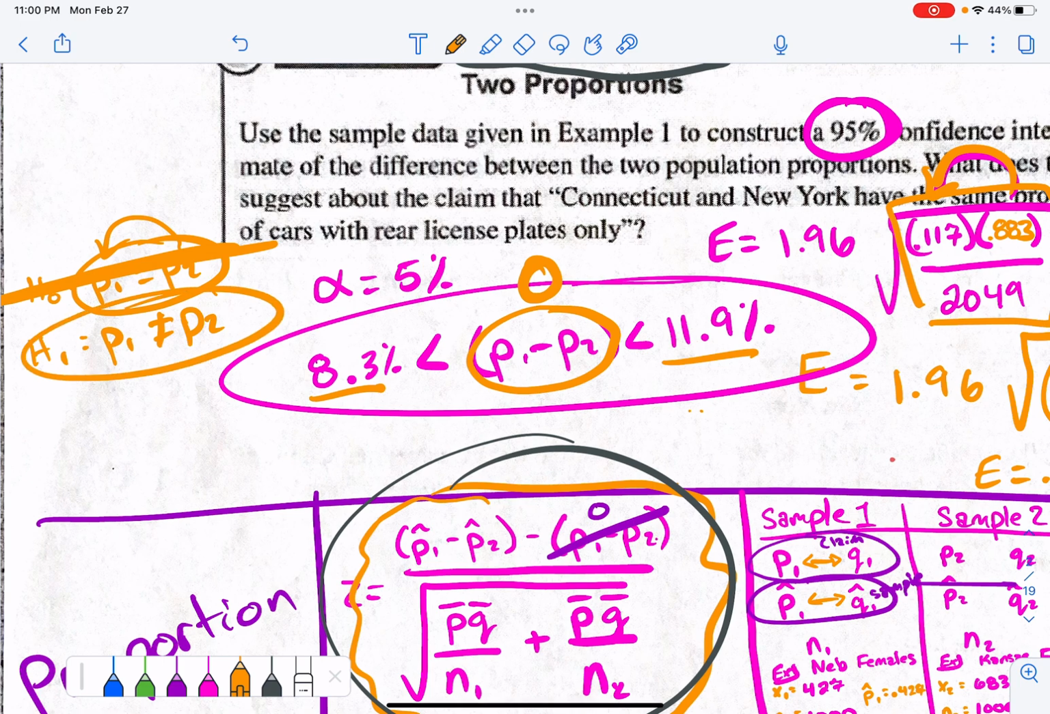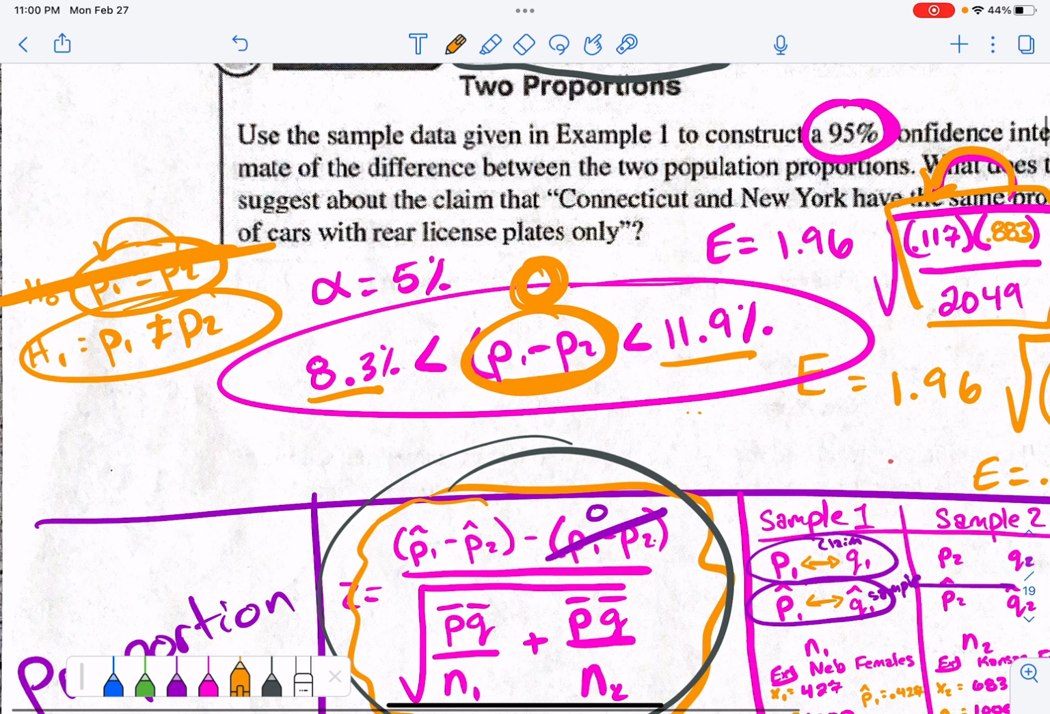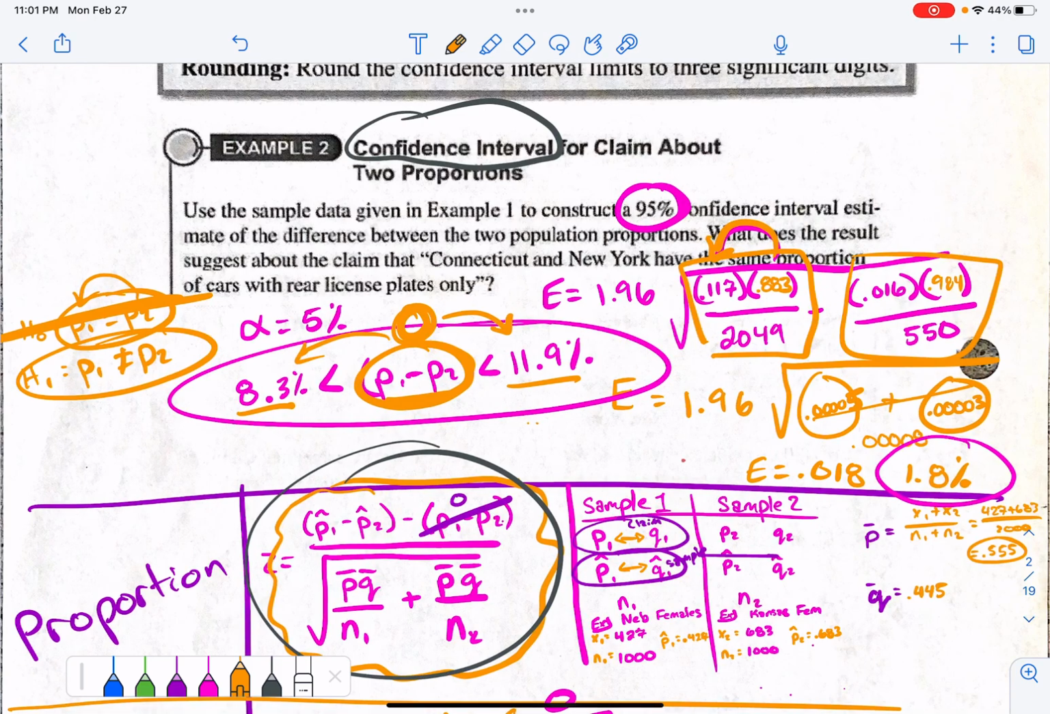So again, we're concluding that the rear license plates are not the same frequency in Connecticut and New York. p1 minus p2 is always that 0 value, from the formula. So when you're reading this, all you're doing is saying, does 0 live between these two numbers right here? Every time. It's going to be 0 every single time. And that's how you do the confidence interval method.